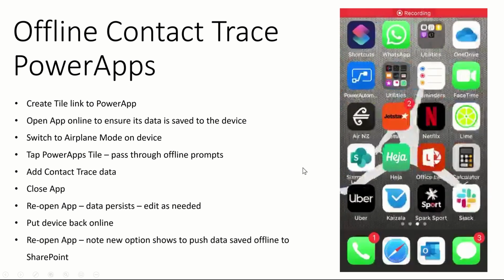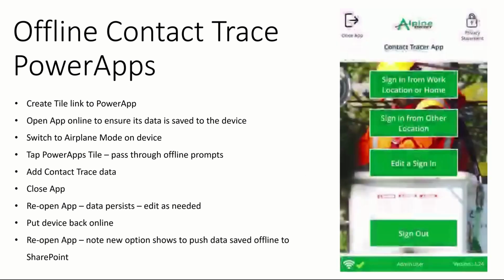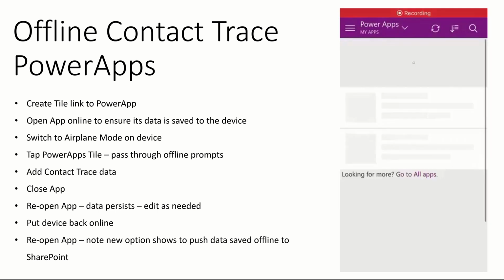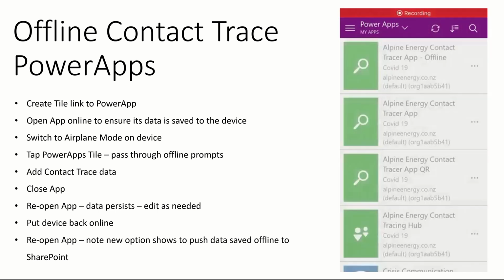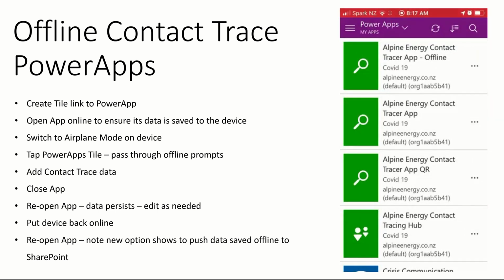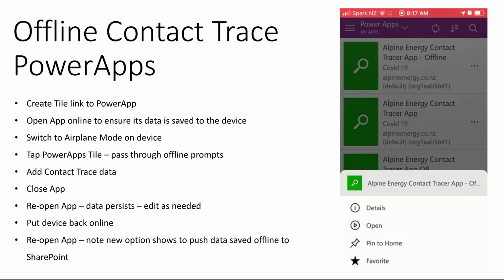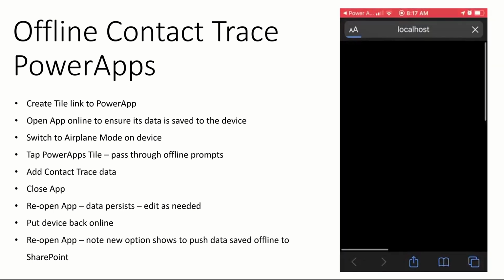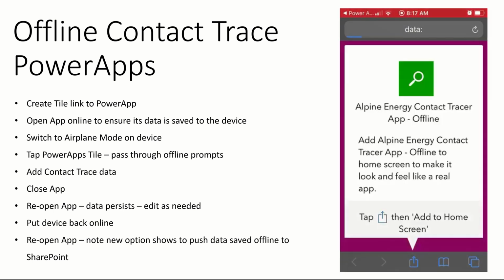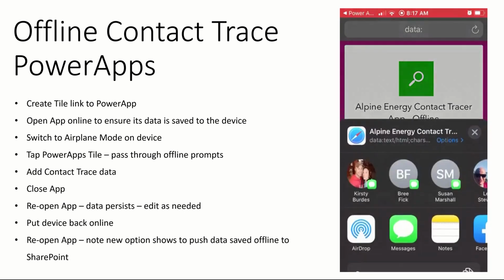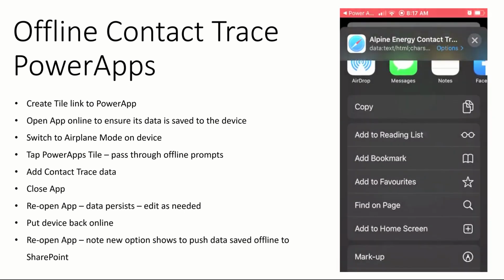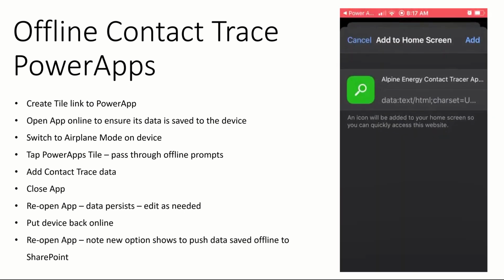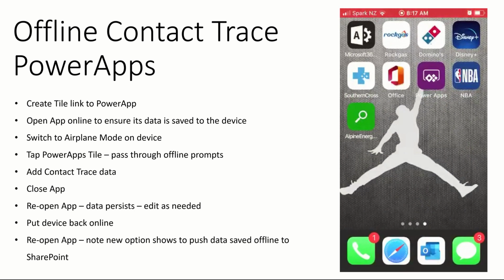So what we're going to do is create a tile first in the PowerApp. Open up your PowerApp, check you've got it, go to your list, and refresh that if you don't see the offline option. Click the ellipsis on that app, select create the tile, and then add to the home screen using your device option. I'm on an iPhone, so I use it that way.